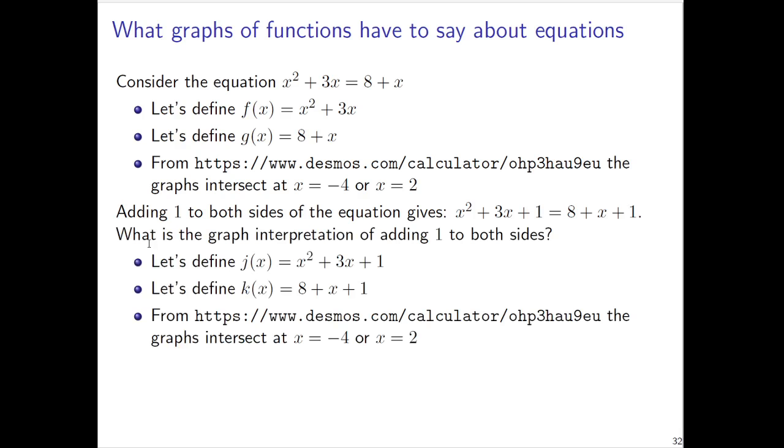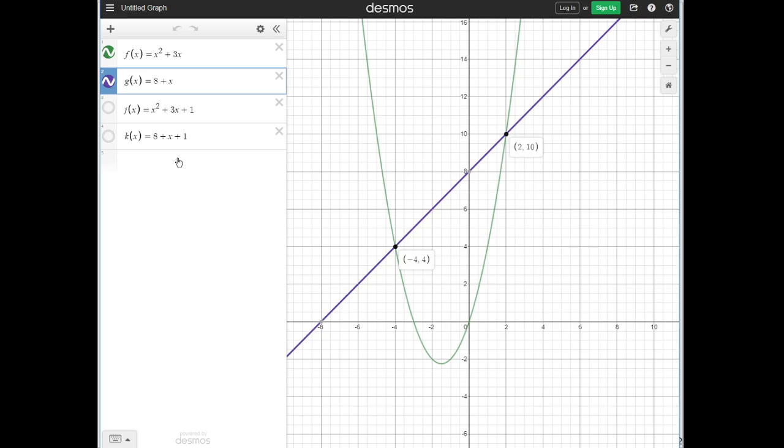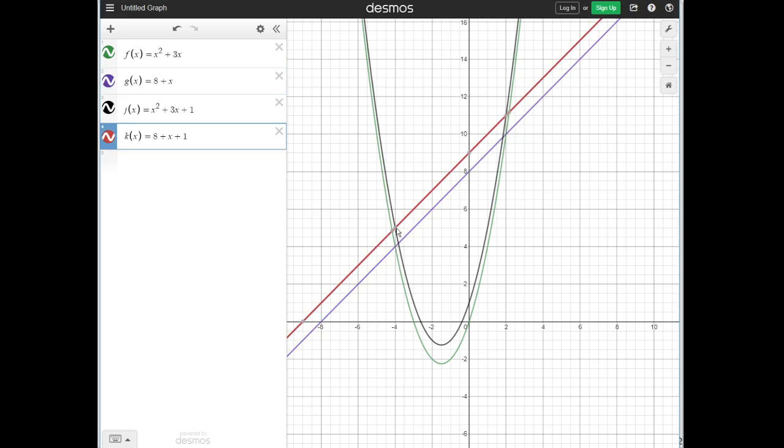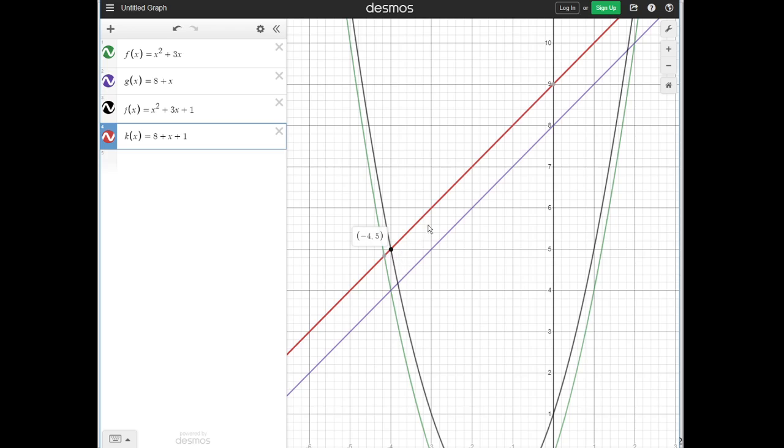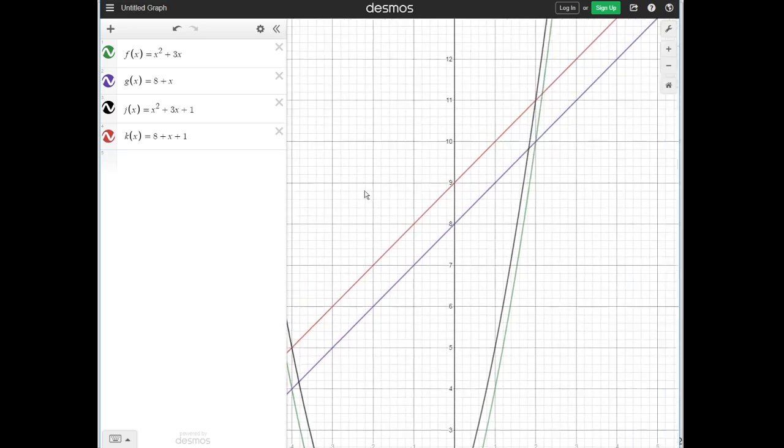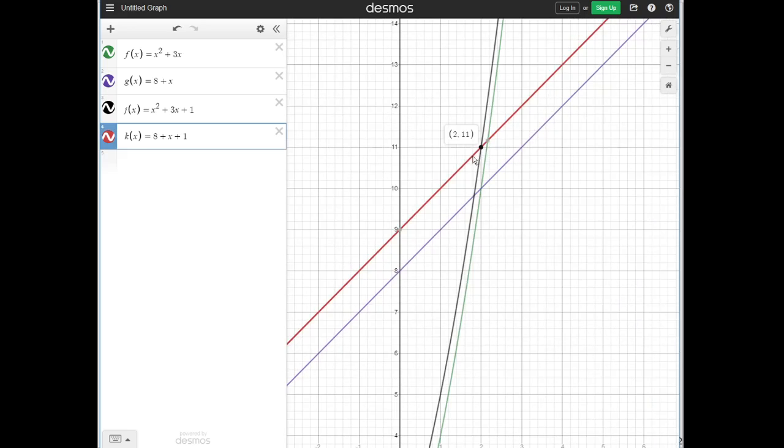Then let's talk about the graph interpretation of adding 1 to both sides. So let's define a new function j, which is the new left side, x squared plus 3x plus 1, and then k of x will be 8 plus x plus 1. And if we go back to that same link and look at the graph of j and k, let's see how they're related to f and g, and we'll also see that the intersections are still at -4 and at 2. So here's j in black, and then there's k in red. You'll notice the intersection of the black and red at x equals -4, and the intersection of the black and red here at x equals 2.